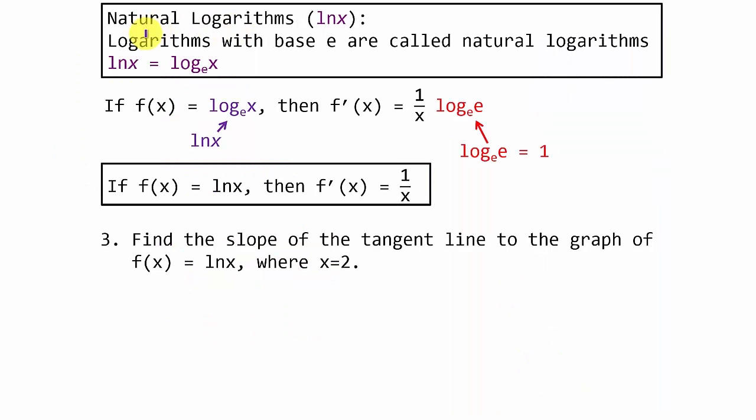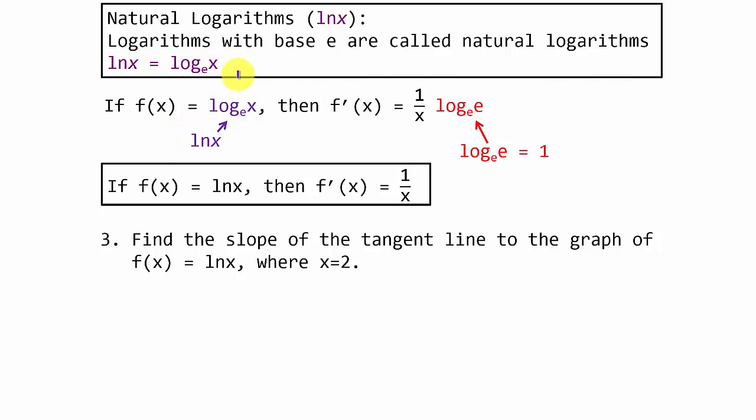There is something called the natural logarithm. Natural logs are special logarithms, and what makes them special is the fact that the base of the log is e. The notation for natural log is ln x. The natural log of x is equal to log base e of x. As soon as you see this notation, you should think base e.